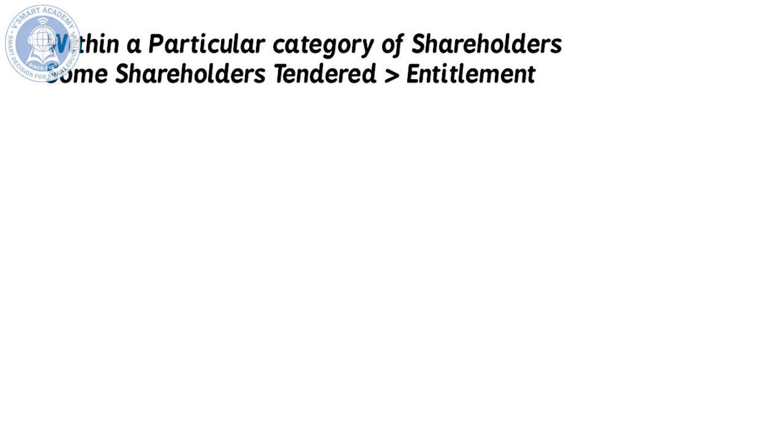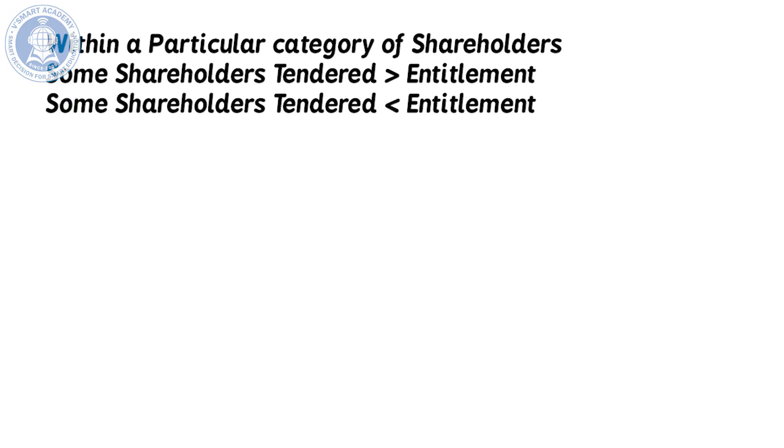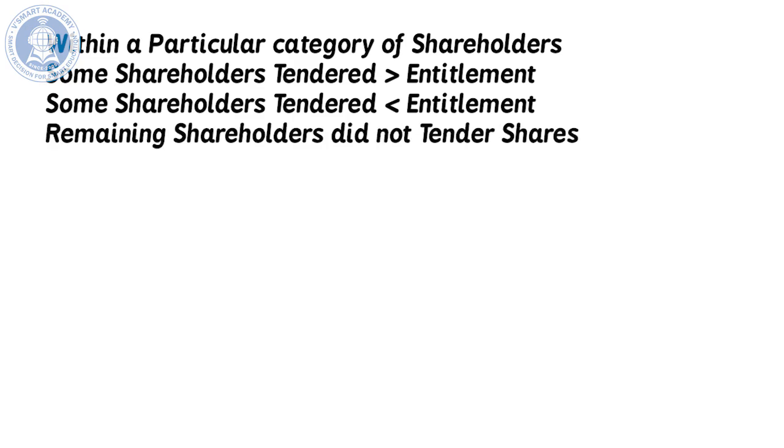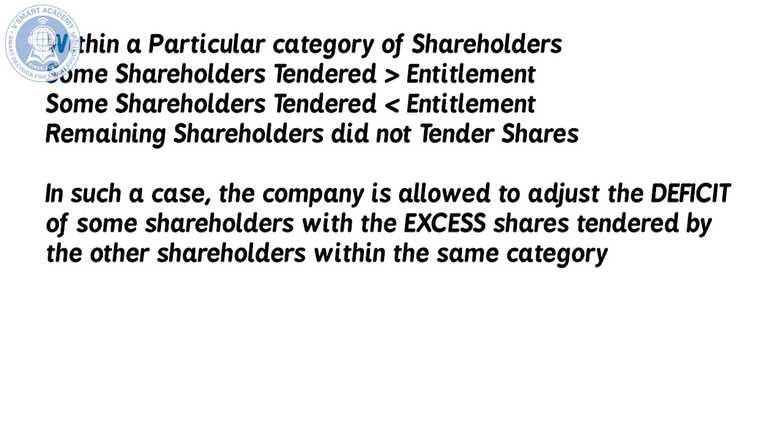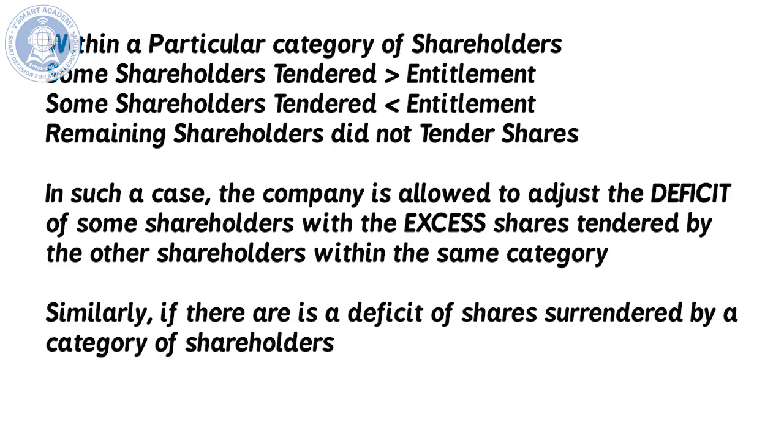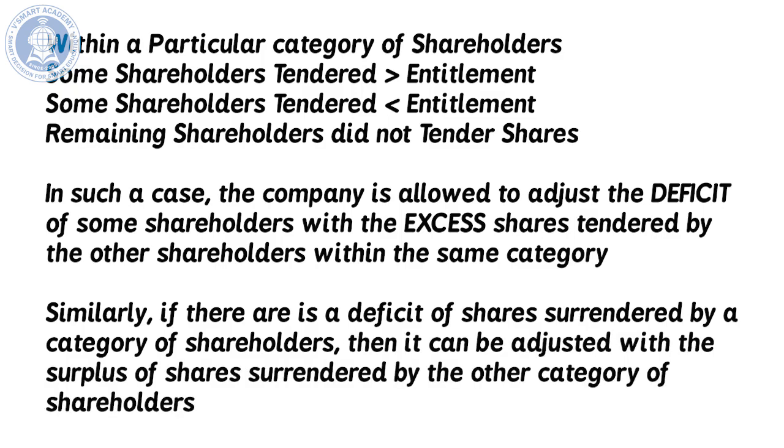Now let's see what happens if some shareholders tender less than their entitlement while some shareholders tender more than their entitlement. Let's say within a particular category of shareholders, some shareholders tendered more than their entitlement, some tendered less than their entitlement, and a few did not tender any shares. In such a case, the company is allowed to adjust the deficit of some shareholders with the excess shares tendered by other shareholders within the same category. Similarly, if there is a deficit of shares surrendered by one category of shareholders, then it can be adjusted with the surplus of shares surrendered by the other category of shareholders.